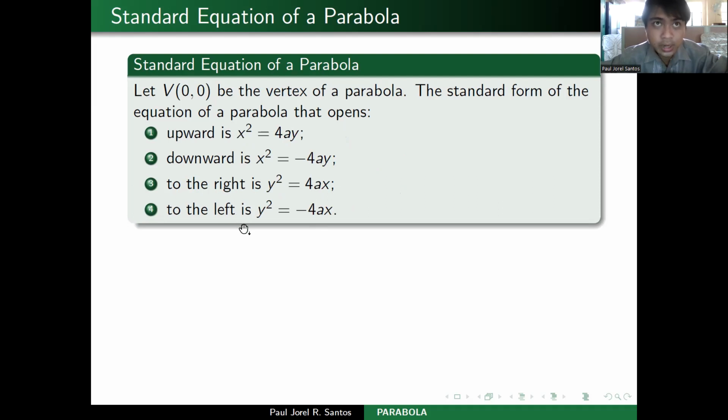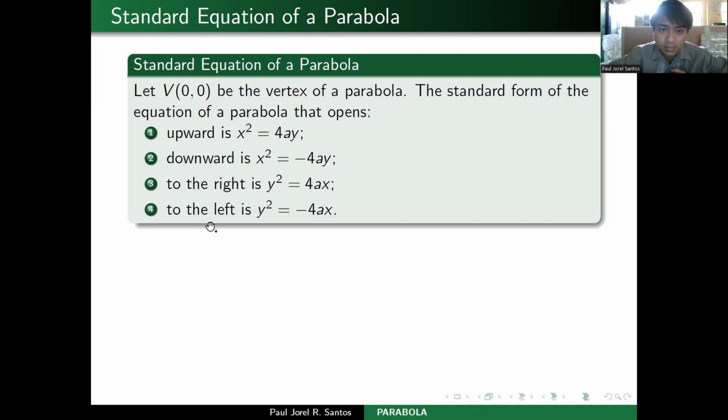Now, you should be able to recognize if the parabola opens to the left, opens to the right, opens upward, or opens downward using this pattern. If you are given an equation, you can tell by that equation if it opens upward, to the left, to the right, or if it opens downward. And you must be able to identify its center.